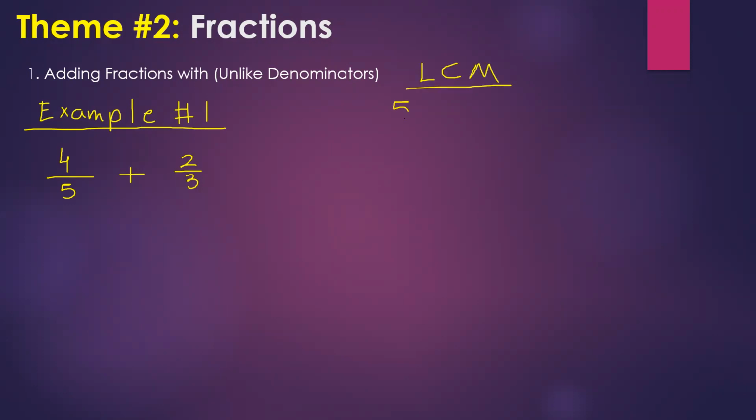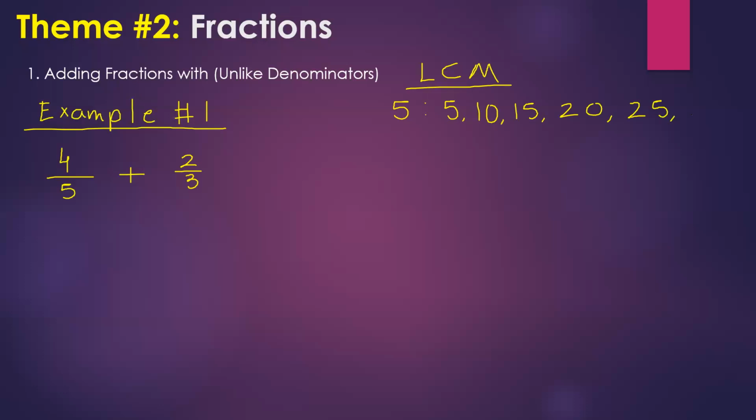I'm going to start off with the multiples of 5. Taya, what are the multiples of 5? 5, 10, 15, 20, 25, 30, 35, 40, 45, 50, 55, 60, 65. Good. So 5, 10, 15, 20, and let's look at 25. So we'll stop at 25.